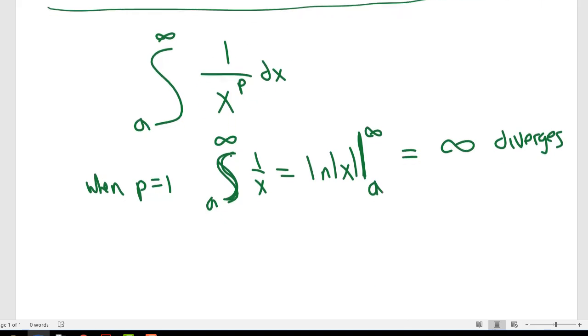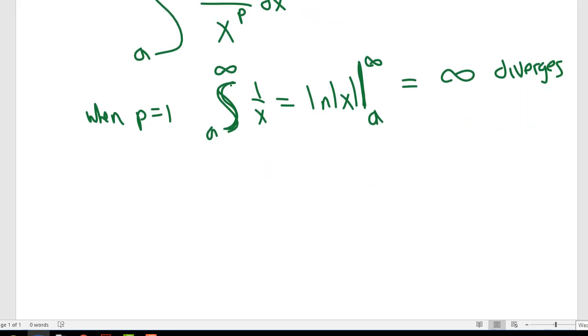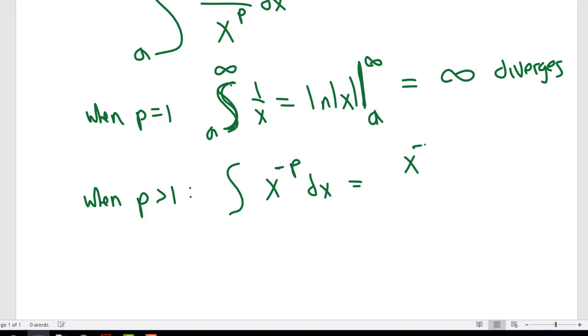Now what if p is not 1? Here's what we're going to do. Let's break that up into two cases. Let's suppose p is greater than 1. Like our first example, where p was 2, we had 1 over x squared. When we had 1 over x squared, we rewrote it as x to the negative 2, and we evaluated that antiderivative. So we add 1 to the power, and we divide by the new power. We're going to go from a to infinity.